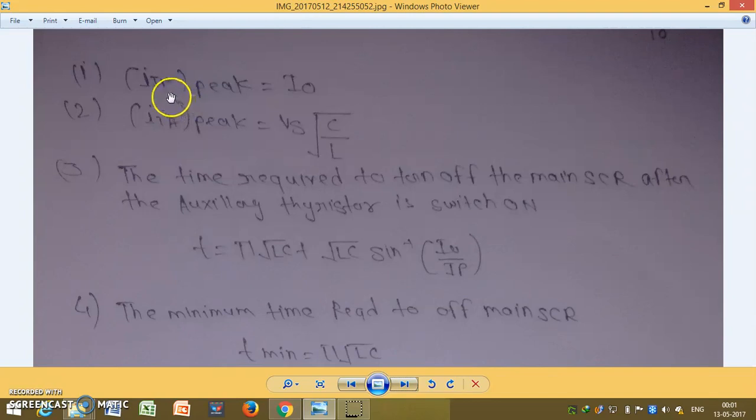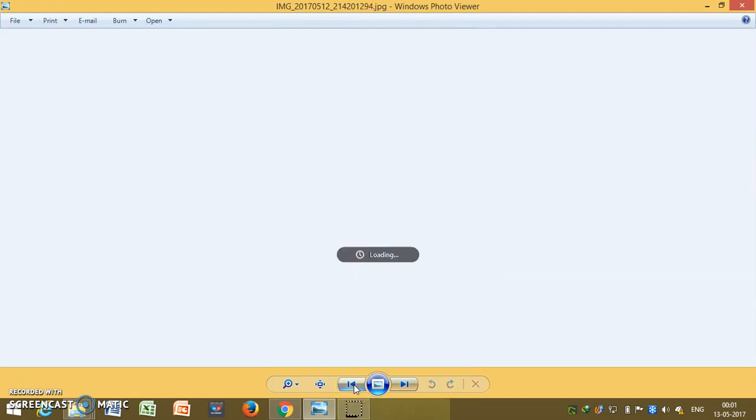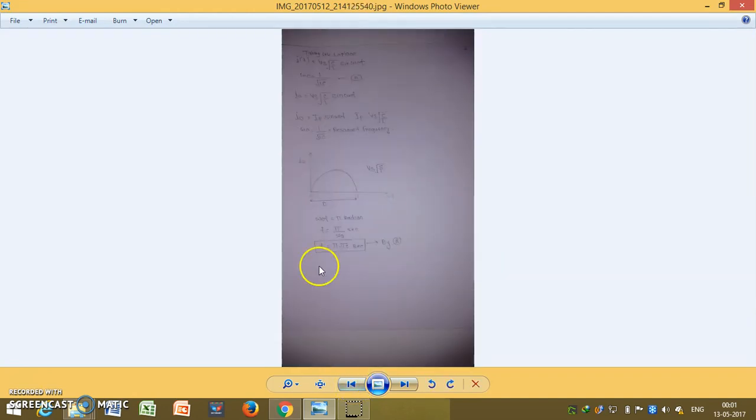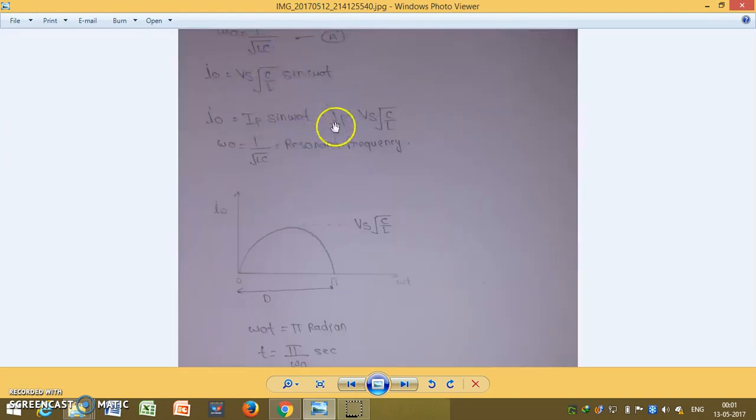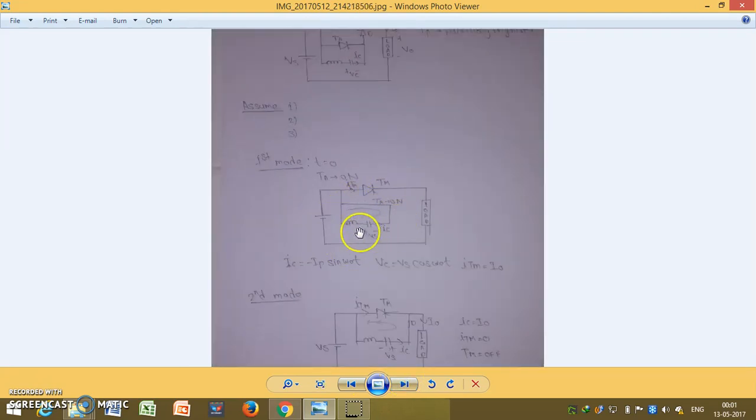For deciding the current rating, the thyristor current rating is very much important. The peak current flowing through the thyristor is very much important. The peak current flowing through the thyristor is I0, nothing but the load current. IP peak is Vs under root C by L, which we have derived from the previous derivation. That is my IP sin omega naught t, which is flowing through our circuit. So this is the auxiliary thyristor on, and this current is flowing through it.